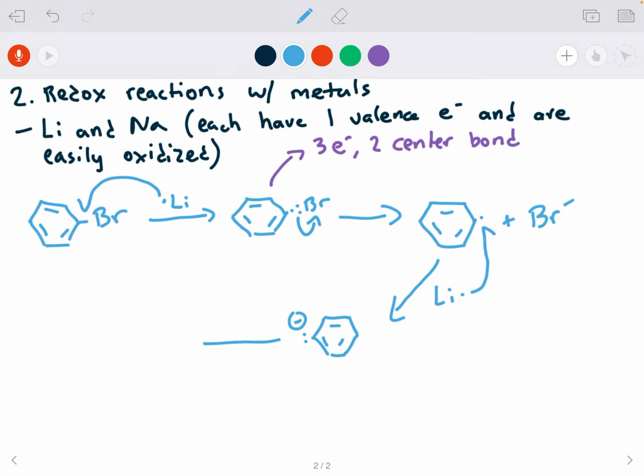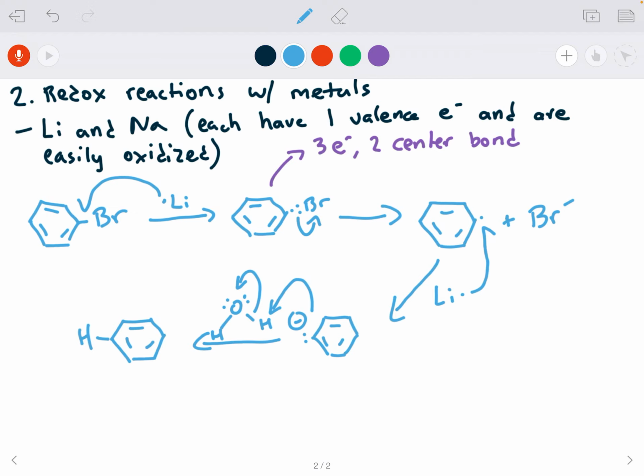And I can react this anion with whatever I'm trying to add into the benzene ring. Here, I just want to add a hydrogen. So I'll react it with water. Right, the lone pair can come attack the hydrogen, and I'll get the hydrogen added. So I have benzene now. So I've gone from bromobenzene to benzene. That's just one example of a redox reaction with a metal.